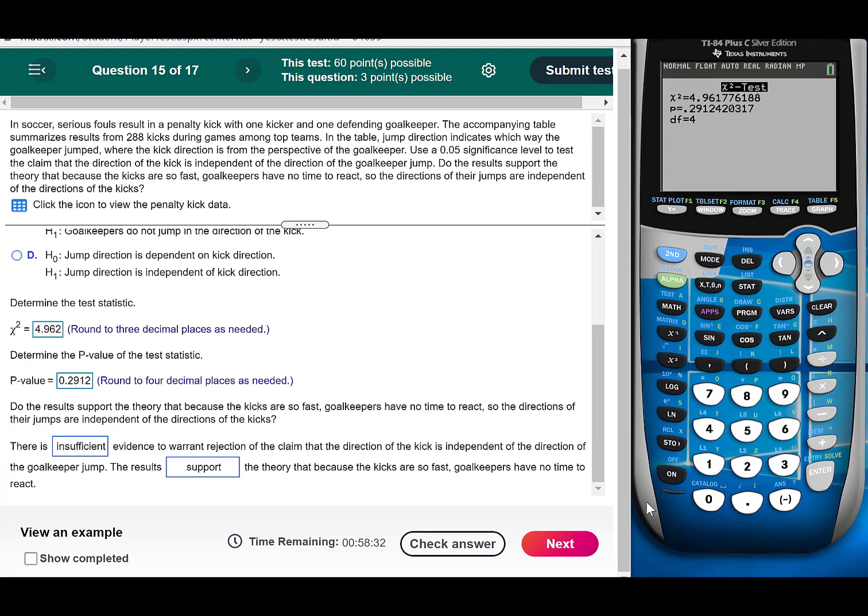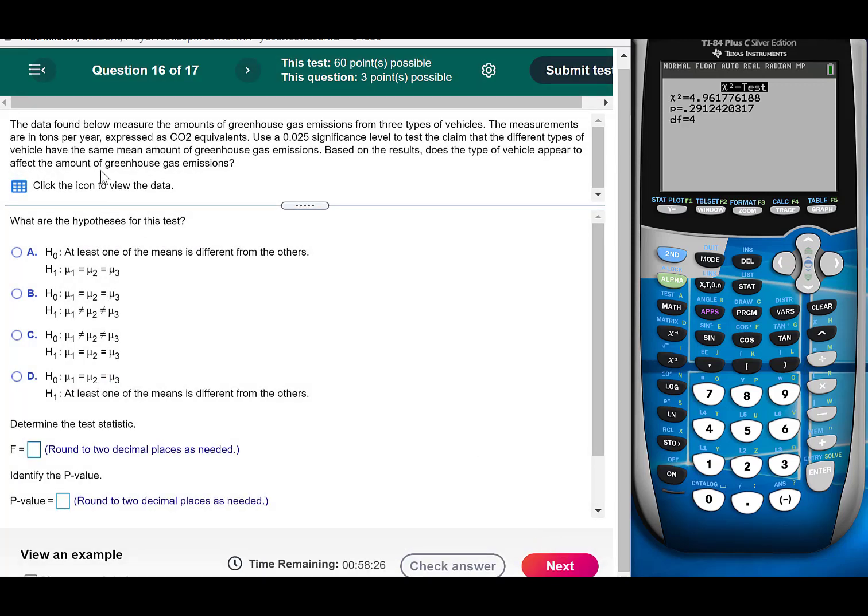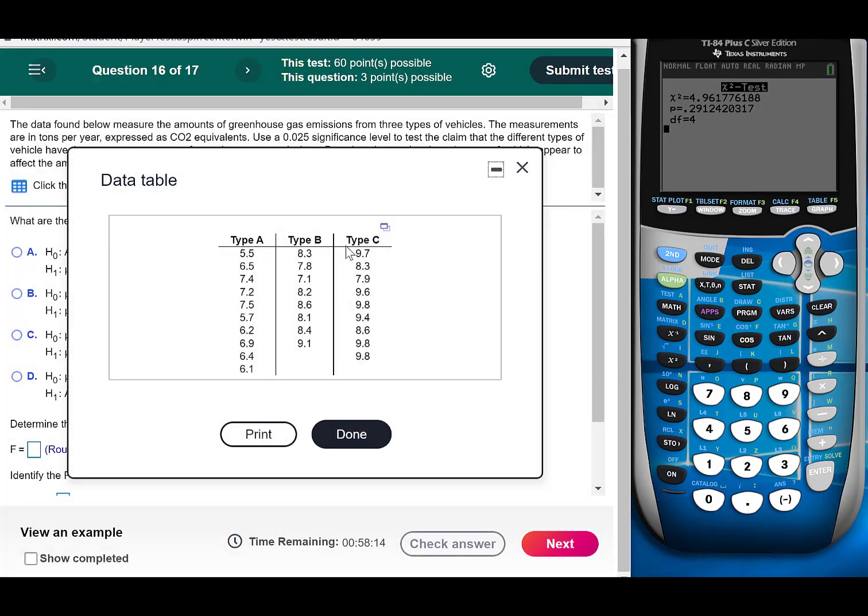All right, so let's go to the next one. This is section 13.1, ANOVA. That should be a very easy question to answer, guys. When you have 3 different samples, you know it's ANOVA. So what you have to do, you have to enter the data in L1, L2, L3, and run a one-way analysis of variance. So let's read this question.